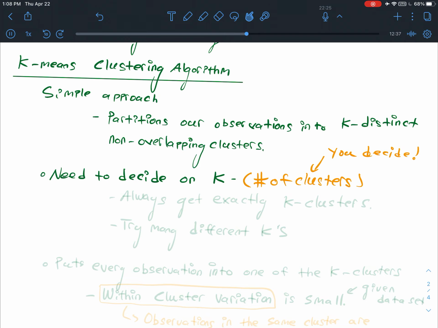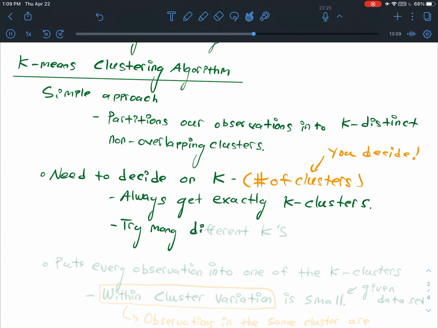But the k-means algorithm relies on you picking the k, and you will always get exactly k clusters. Always, always. That's the algorithm. It's very good at giving you exactly k. So your job is to assess what the best k is for your given application. This is not obvious.